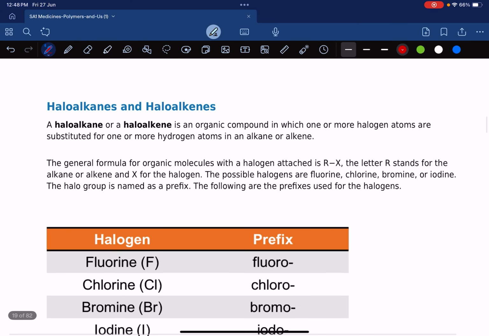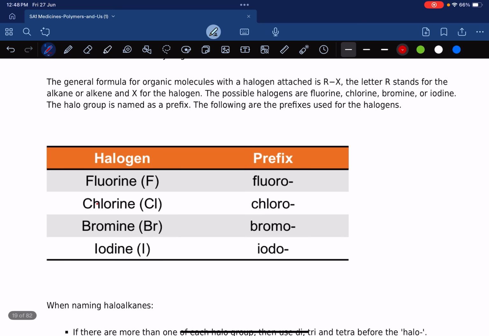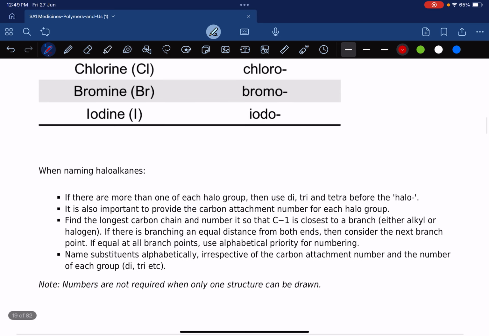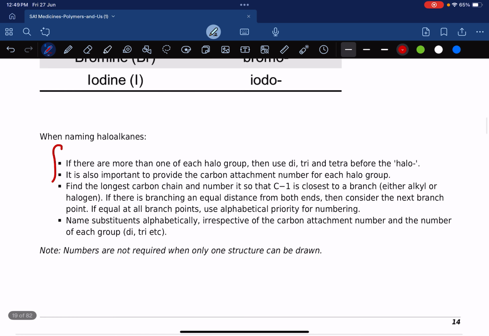So we will come to something called haloalkanes and haloalkenes. Now halo basically means halogen. These are the halogens that we are dealing with. Halogens in the periodic table are from group 17. So fluorine, chlorine, bromine, iodine, and we will just stop there. They become the prefixes. Remember, suffix is the family name, prefix is what comes at the front. Fluorine is abbreviated as fluoro, chlorine is chloro, and bromo and iodo. So these are called haloalkanes. The rules are all given over here.